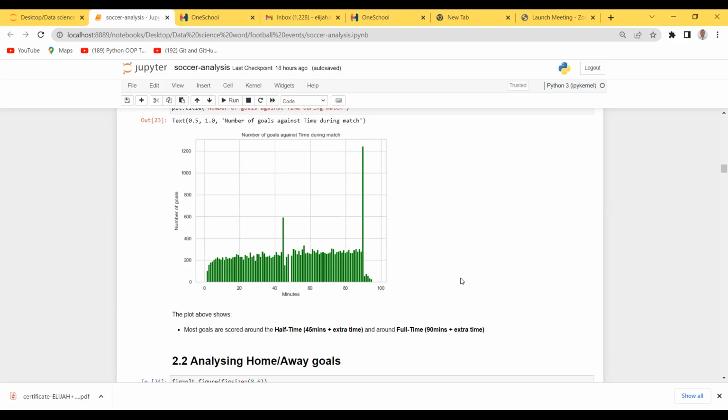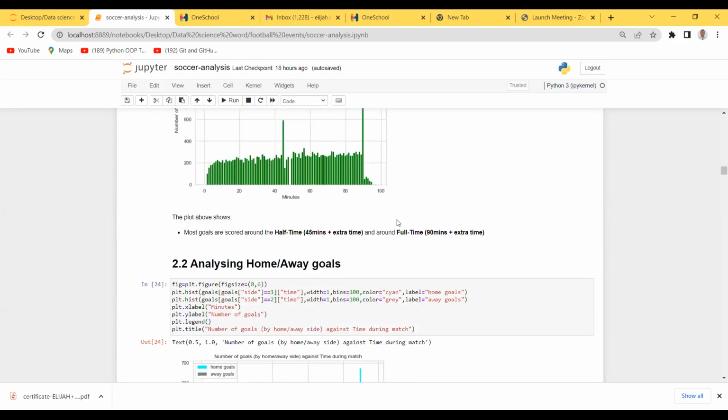Yeah, when we start presenting, we have to tell them that according to our data, most of the goals were scored around the end of the first half, and even more at the 90 plus minute. Do you see? So this is the explanation, as you can see.